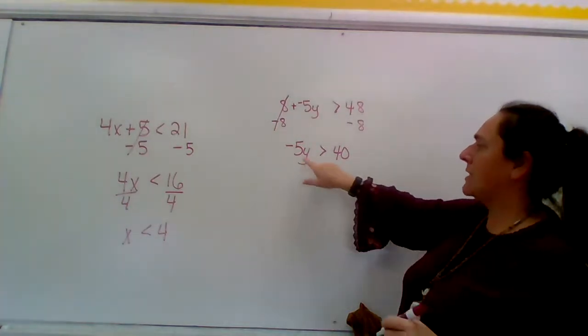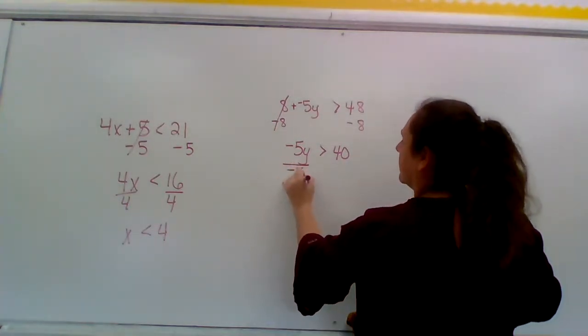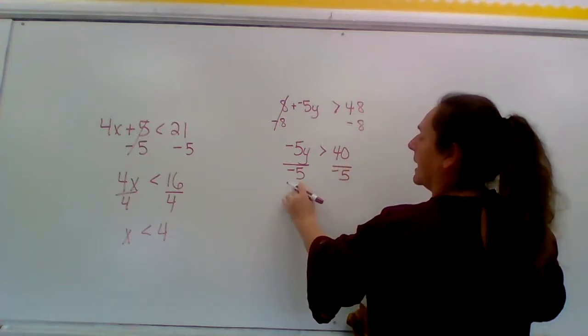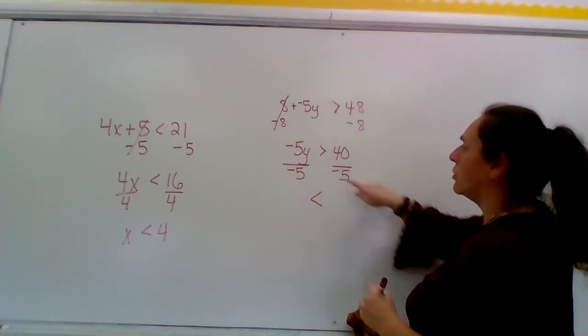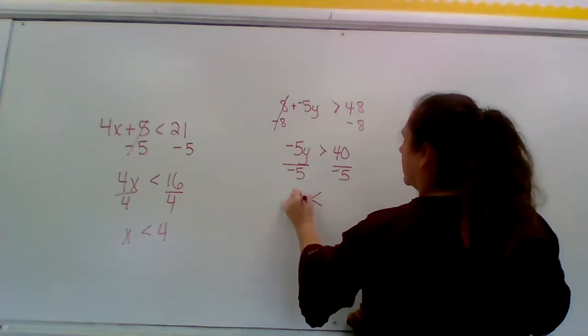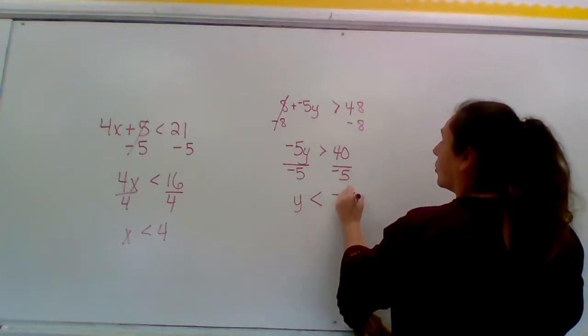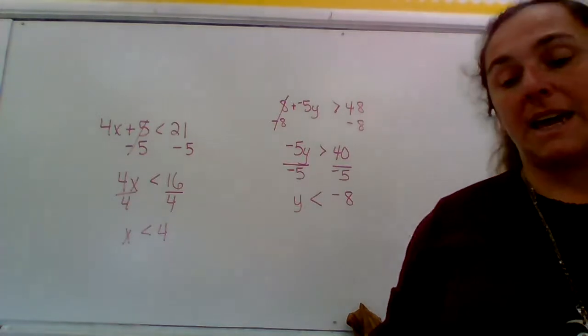Now, we have negative 5 times y, so we're going to have to divide by negative 5. Because we're dividing by negative 5, we have a special rule that says my inequality changes. So I get y is less than negative 8.